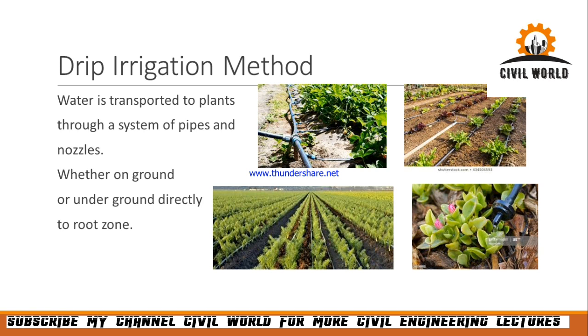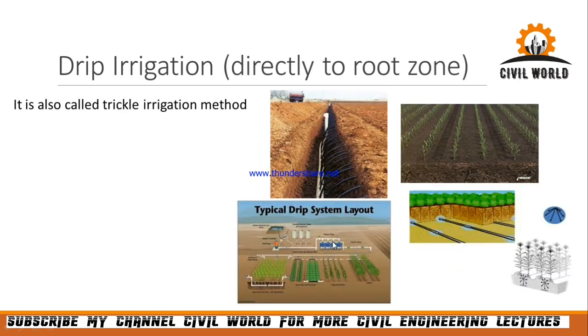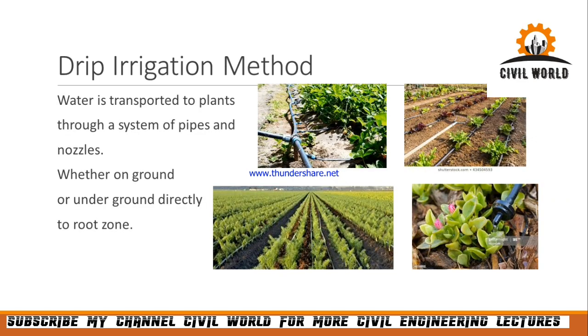In drip irrigation method, what we do is that we provide water to each and every crop directly, as clear from the photographs. Each and every crop, whether you do it on surface or whether you do it underground. Underground ज़्यादा efficient है because it gives water directly to the root zone. And in surface you give water to each individual plant.